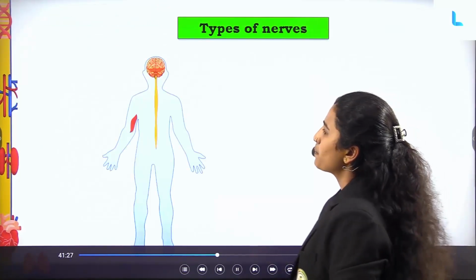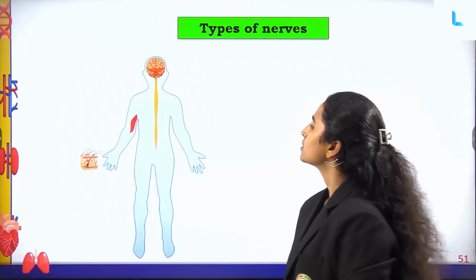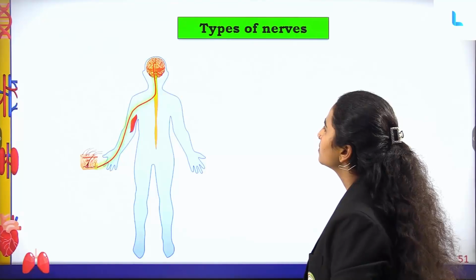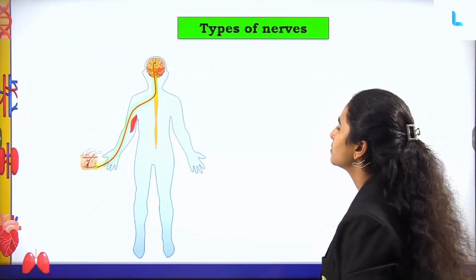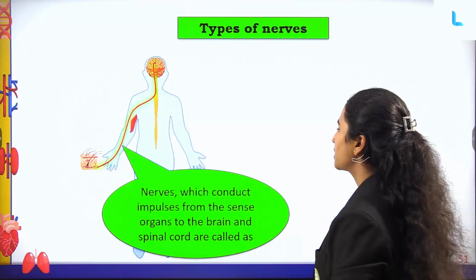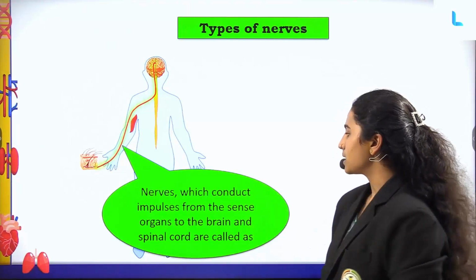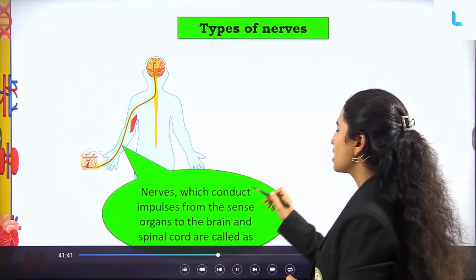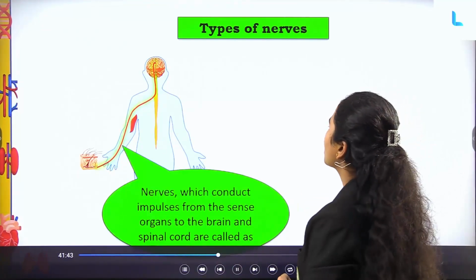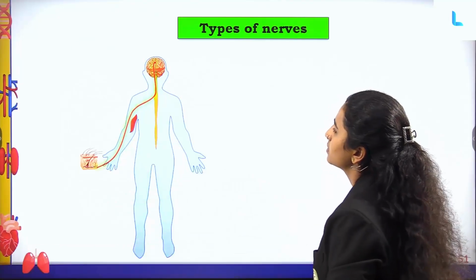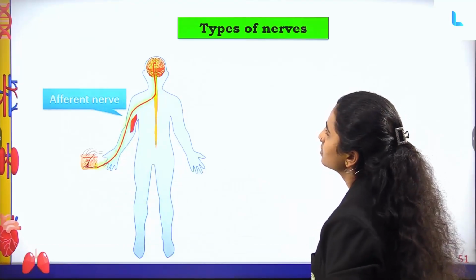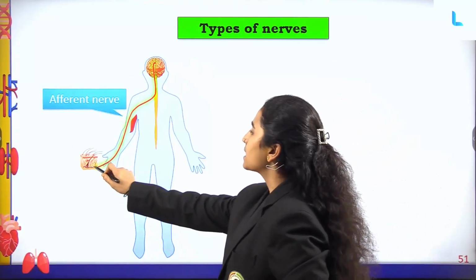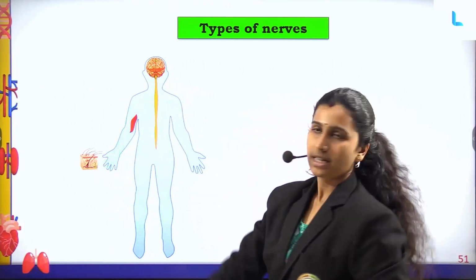Now let us study the types of nerves. Nerves which conduct impulses from the sense organs to the brain and spinal cord are called afferent nerves. So afferent nerves will carry the signal from the body to the brain and spinal cord.